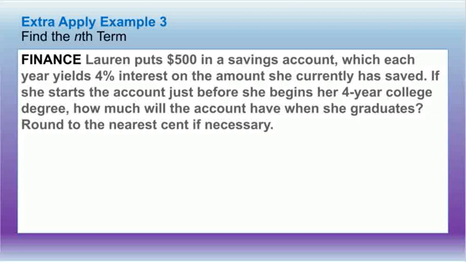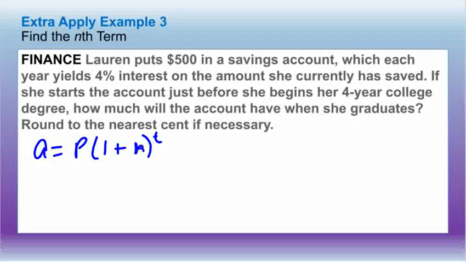Next, Lauren puts $500 in a savings account, which each year yields 4% interest on the amount she currently has saved. If she starts the account just before she begins her 4-year college degree, how much will the account have when she graduates? Round to the nearest cent if necessary. So this is an interest problem. So I'm going to use A equals P times 1 plus the rate raised to the T power, or in this case, it would be n minus 1 power.